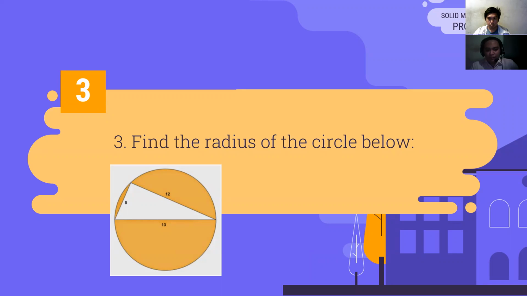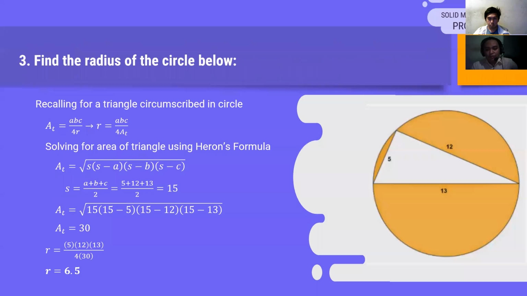Next slide, please. Problem number 3 asks us to find the radius of the circle below. Next slide, please. The circle has a triangle with sides of 5, 12, and 13 units. For this, we can use the formula for the triangle circumscribed in the circle, A_T is equal to abc over 4R. And rearranging, we get the formula radius is equal to abc over 4 times the area of the triangle.